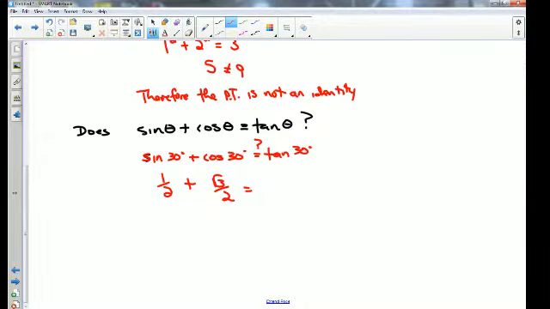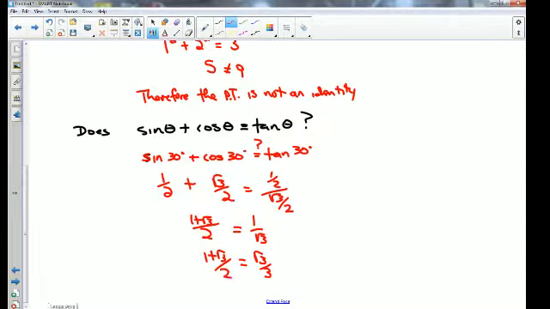Root 3 over 2 over 1/2. Oh, wait, no. Flip it. You did cotangent. Tangent is sine over cosine, so 1/2 over root 3 over 2. Yeah. One over root 3. All right, so 1/2 plus root 3 over 2, right? Combine the fractions. Does that equal 1 over root 3? And that's root 3 over 3, right? Yeah. So are those equivalent? No, they're not. You might have to throw that in the calculator.